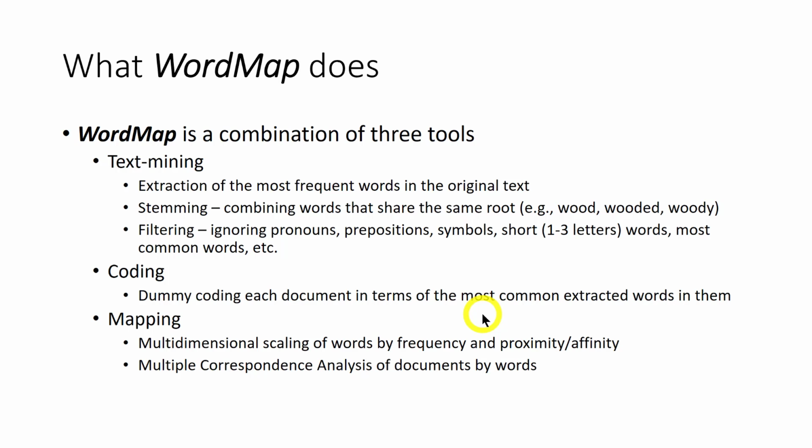The second tool is just dummy coding. It dummy codes each document in terms of the most common extracted words in them, and then does some mapping. It either does a multidimensional scaling of words by frequency and proximity or affinity across documents, or does a document by word multiple correspondence analysis. In other words, it produces a map of words, and at the same time it produces a map of documents.